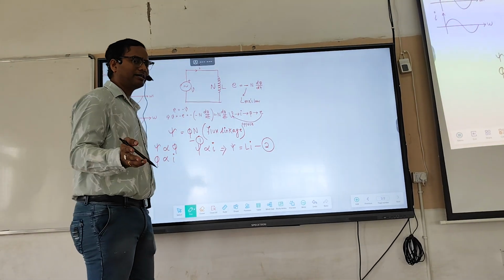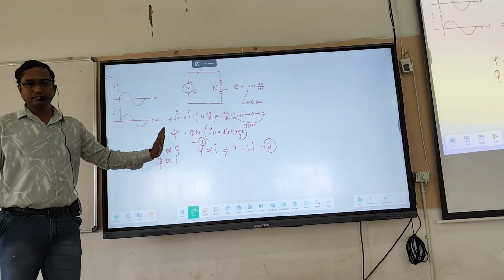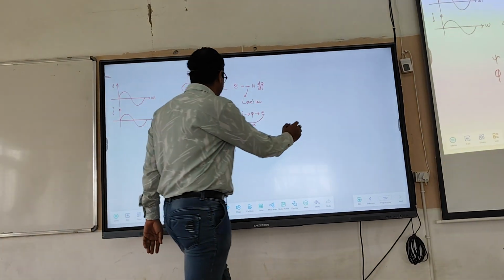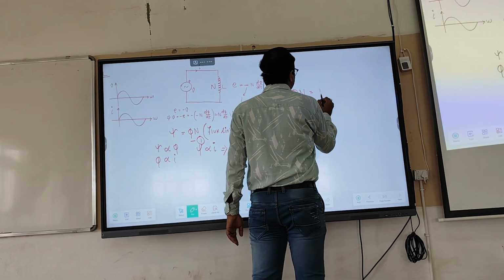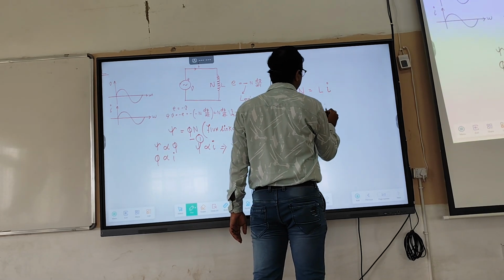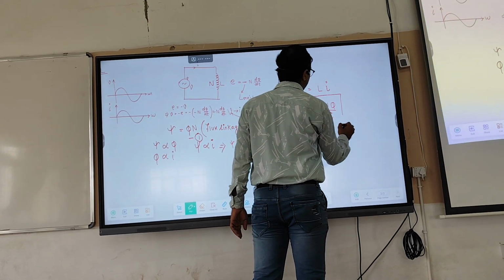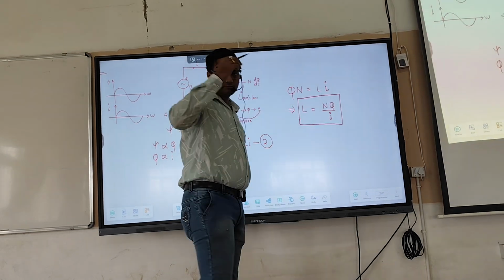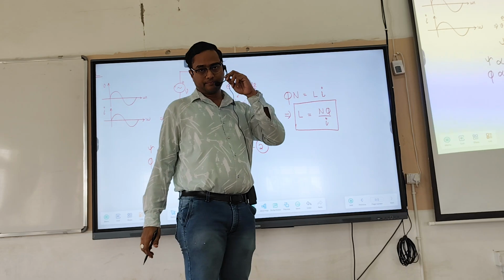Let us derive the formula for inductor. If I compare equation 1 and 2, what do I get? N phi is equal to L i, or not? So what is L? L is equal to N phi by I. That is the formula for inductor.